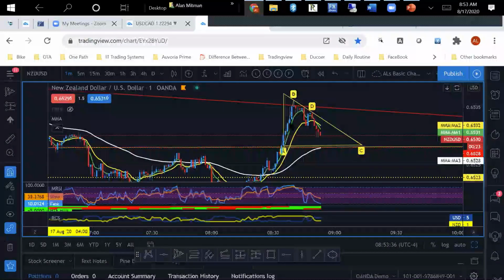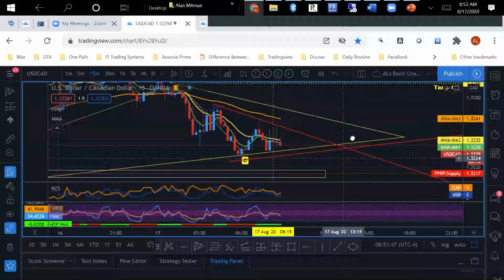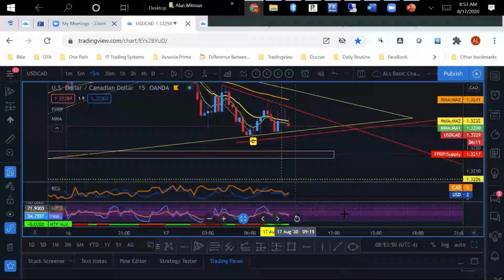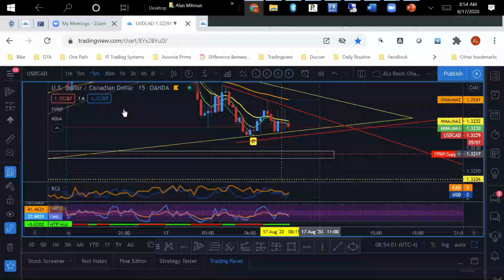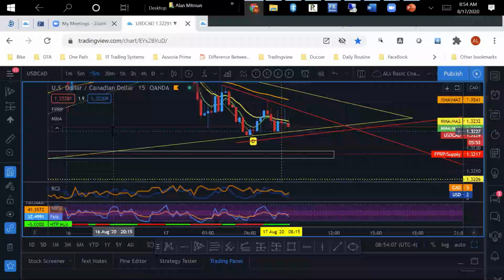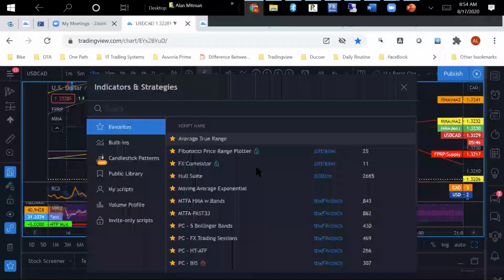Take a look at our CAD. That's still sitting here. It's not doing much of anything. I say things are really, like I said, they're 32, 37, 26. It's 11 pips. That's on a 15-minute chart. Look and see what the average true range on a 15-minute chart is. I'll put that one up here for you.